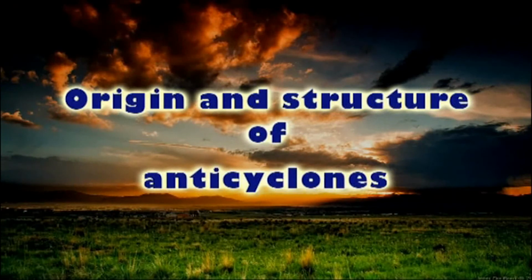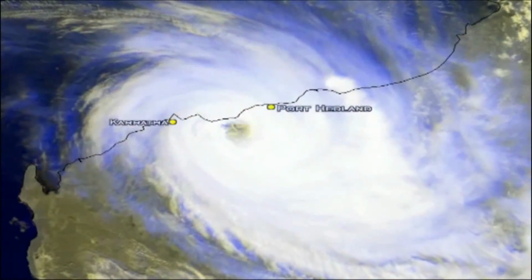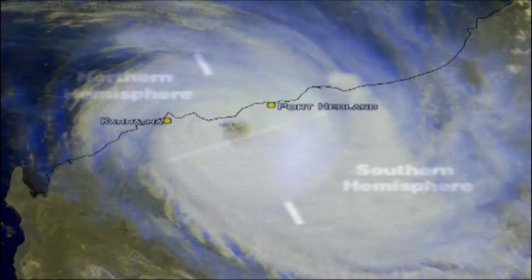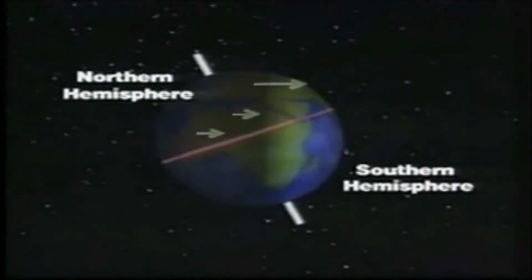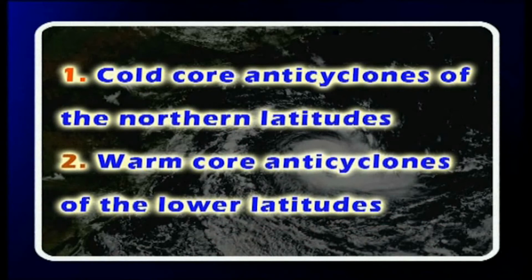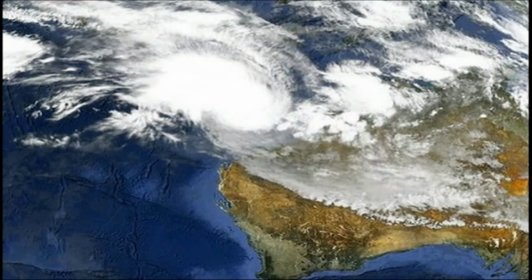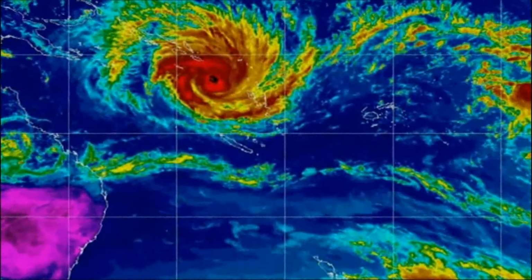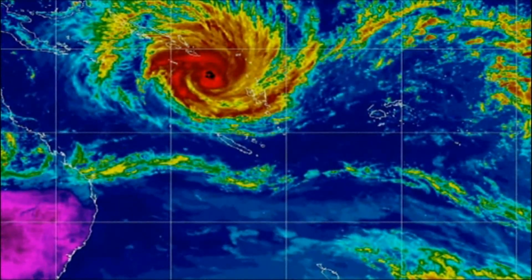Origin and structure of anticyclones. Anticyclones are the high pressure systems around which the wind blows clockwise in the northern hemisphere and anticlockwise in the southern hemisphere. There are two types of anticyclones: cold core anticyclones of the northern latitudes and warm core anticyclones of the lower latitudes. These rapidly moving anticyclones move southward towards the lower latitudes.